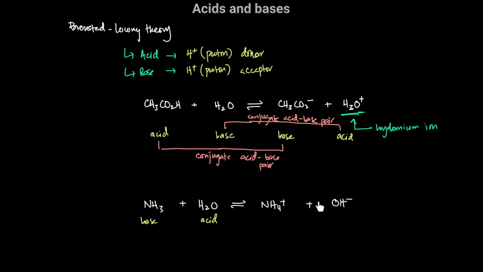And for the reverse reaction, ammonium and hydroxide are forming ammonia and water, so we can say that ammonium is an acid, a proton donor, and it donates a proton to hydroxide, which when it accepts a proton, forms H2O. So again, here we can say that ammonia and ammonium ions are a conjugate acid base pair.